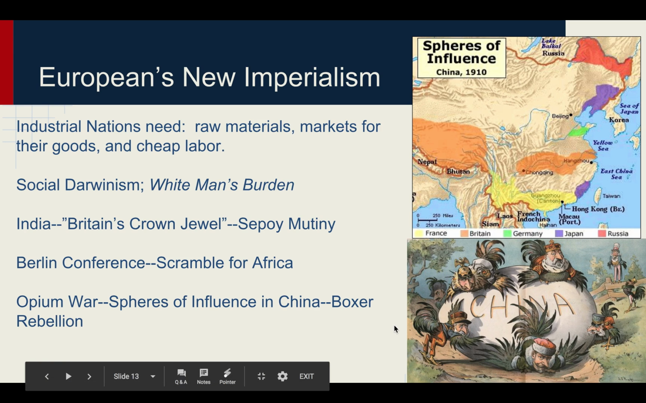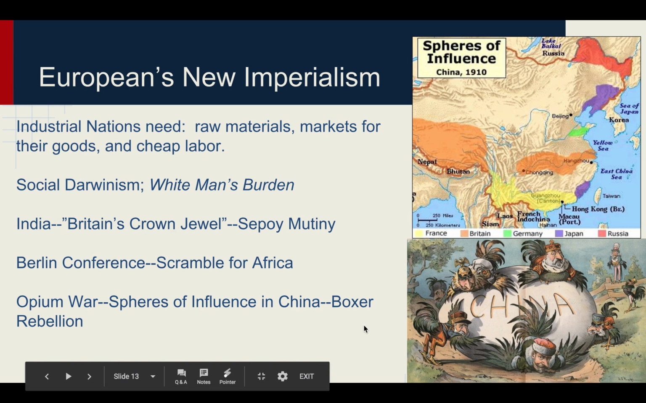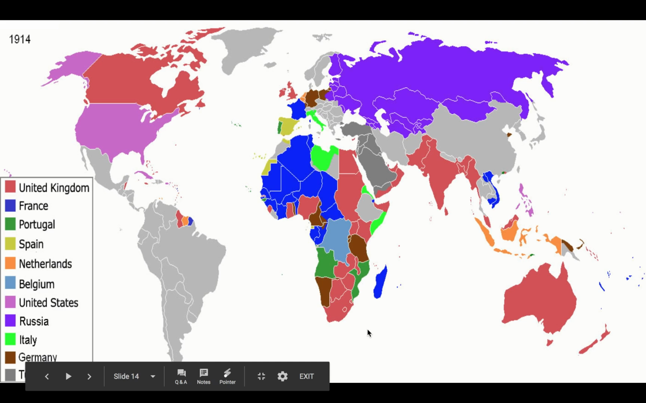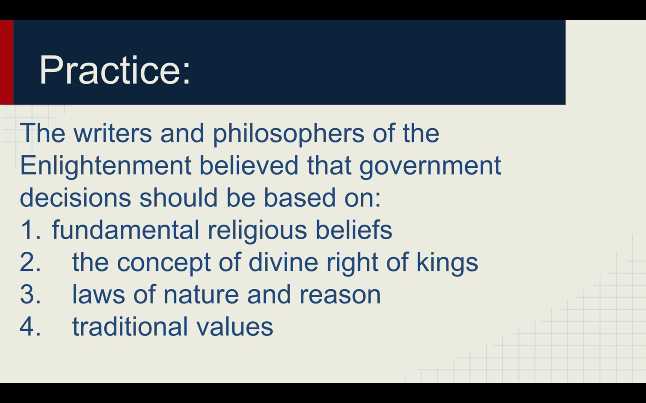The Boxer Rebellion, like the Sepoy Mutiny, is an attempt to get the foreigners out of China, but it's a small group, and they do not have the backing of the Chinese government. They yell, "Foreign devils, get out," but it is not successful, and the Boxer Rebellion is put down. This is what it eventually looks like. The Europeans will rule the world. All of those colors represent all of the areas that they control until pretty much the 1950s and 60s when things begin to change. All right, let's look at some practice.